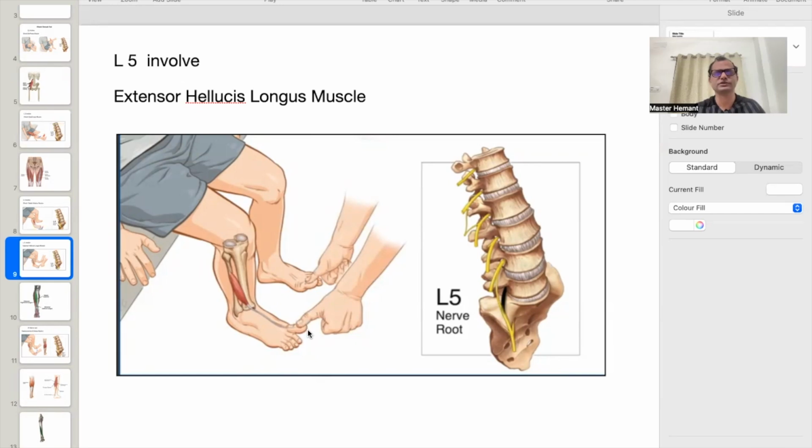this movement has a connection with the lumbar 5 nerve root.